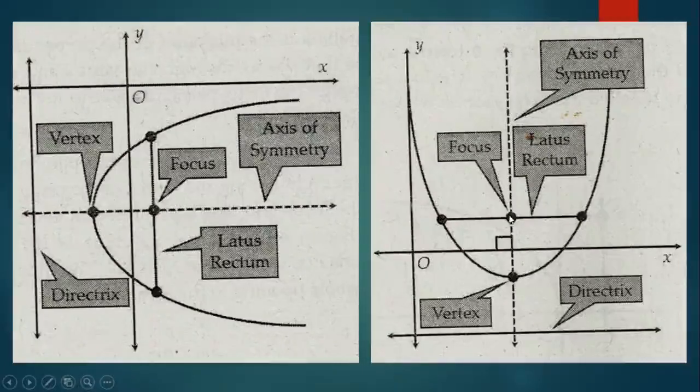On our second illustration, the parabola opens upward. The axis of symmetry is parallel to the y-axis. It has the same definition. It divides the parabola into two equal parts, and it passes through the focus and the vertex of the parabola. Pero siya ay parallel ngayon sa y-axis. At yung ating latus rectum is now parallel to x-axis and directrix. So, depende kung saan opens yung ating parabola.